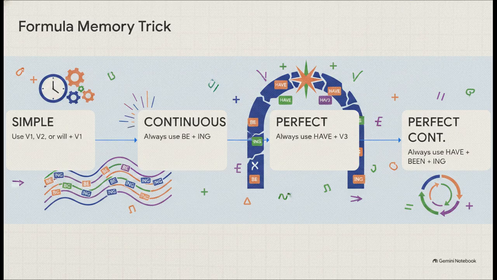1. Simple forms almost always rely on V1 or V2. 2. Continuous forms, whether they're present, past, or future, always use a be verb plus an ing verb. 3. Perfect forms always use a have verb plus V3, the past participle. And 4. Perfect continuous forms always use have plus been plus ing. If you know what form you're going for, the formula honestly just builds itself.